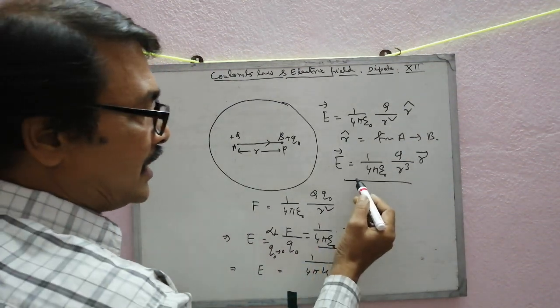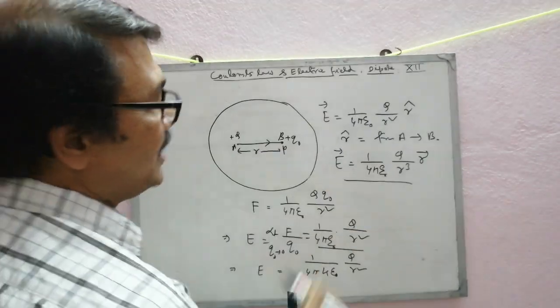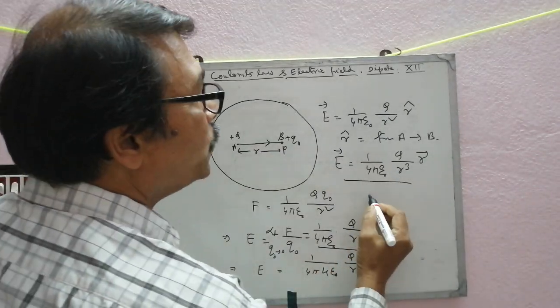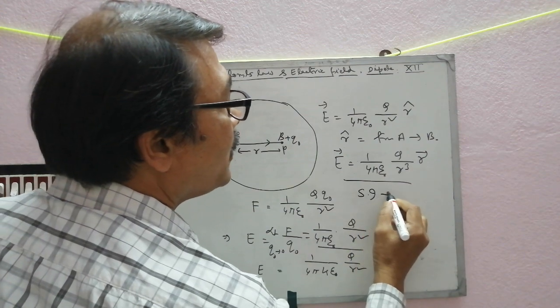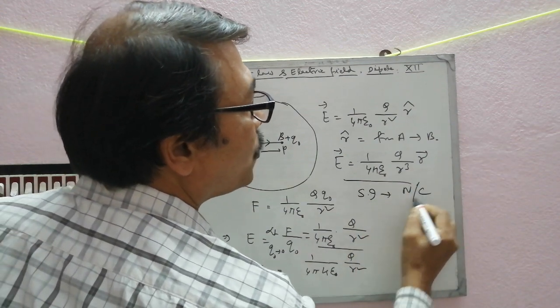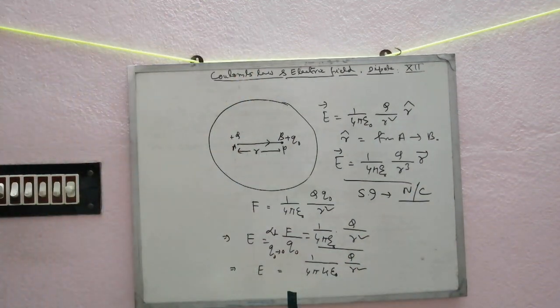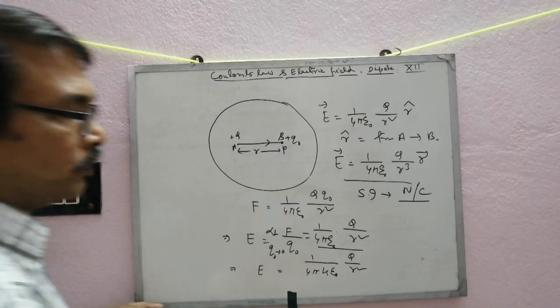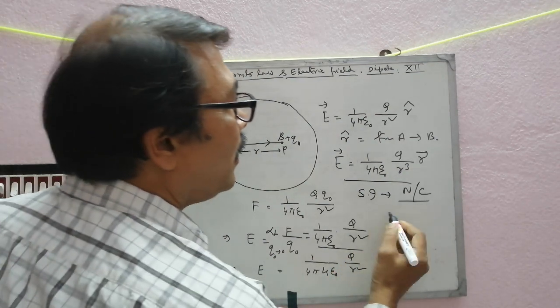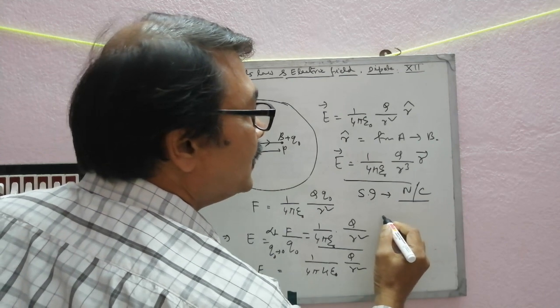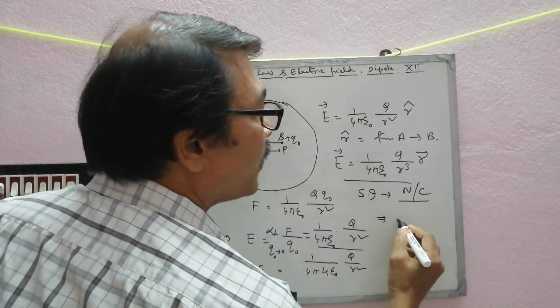Now, the intensity of electric field E, SI unit, Newton per Coulomb. Newton per Coulomb. And now follow, Newton per Coulomb.